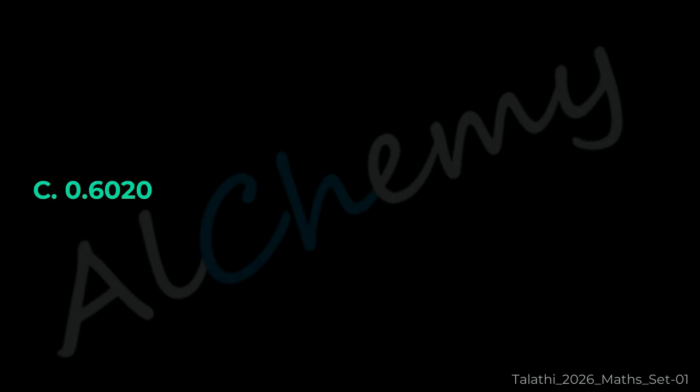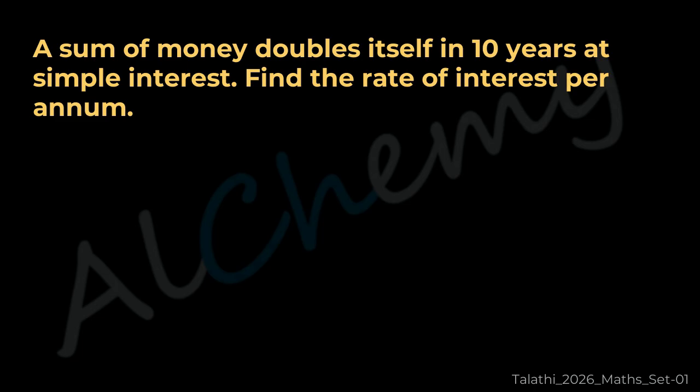The correct answer is C. 0.6020. Question 48. A sum of money doubles itself in 10 years at simple interest. Find the rate of interest per annum. A. 5%, B. 8%, C. 10%, D. 12%.